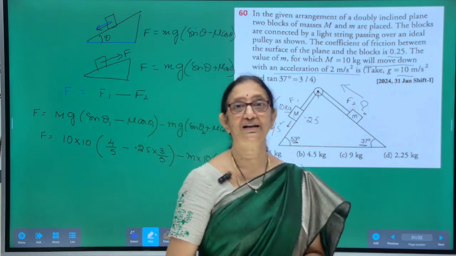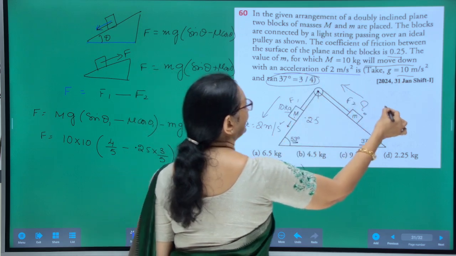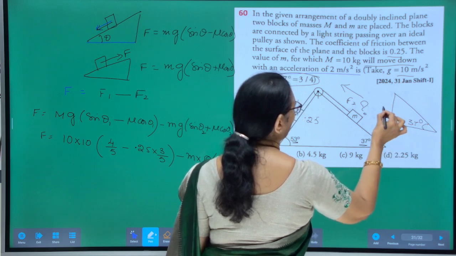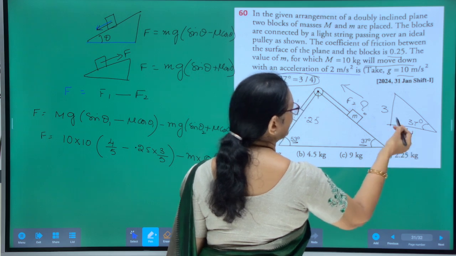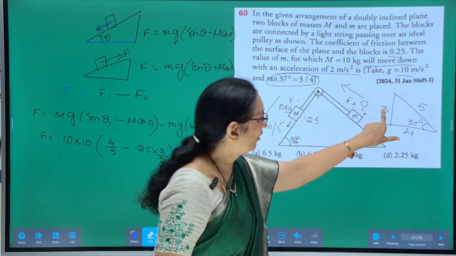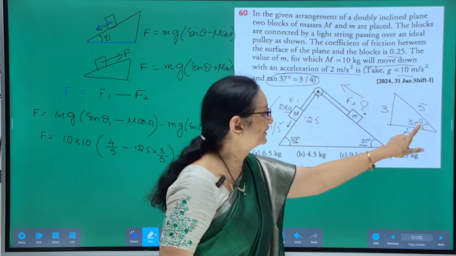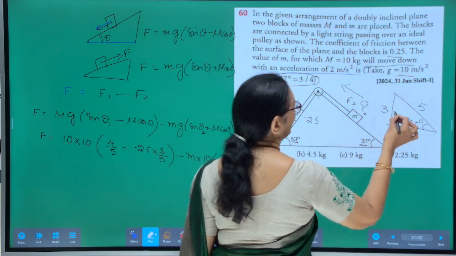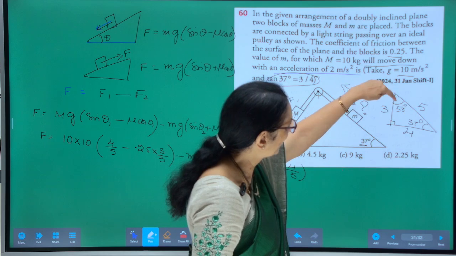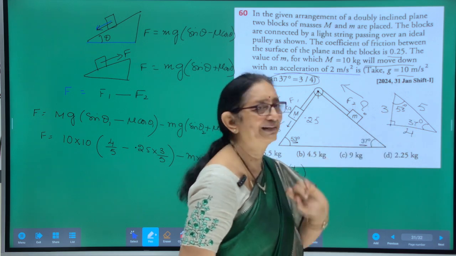See here, you might be wondering how I am telling sin 37 and all those things. He has given here tan 37 as 3 by 4. This is 37, tan is opposite side by adjacent side. From Pythagoras theorem that becomes 5. So sin 37 is opposite by hypotenuse, 3 by 5, cos 37 is adjacent by hypotenuse, 4 by 5. This is a right angle triangle, so this will be 90 minus 37, 53. So from this triangle, sin 53 is opposite by hypotenuse, 4 by 5, cos 53 is 3 by 5.